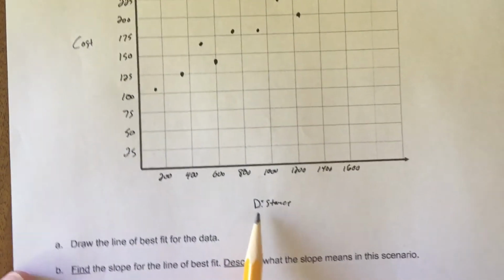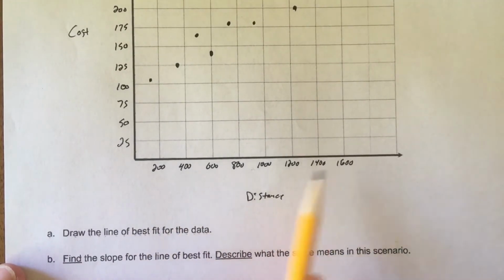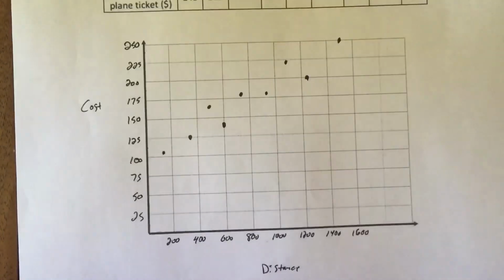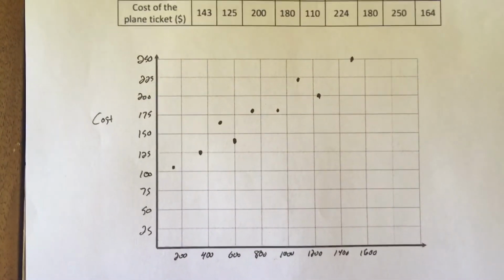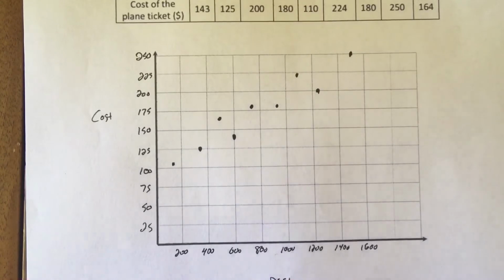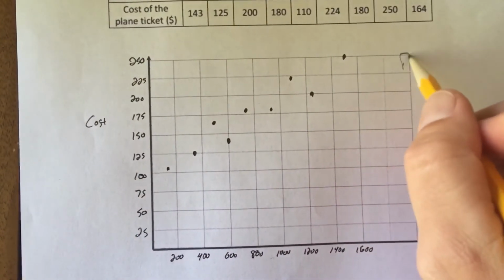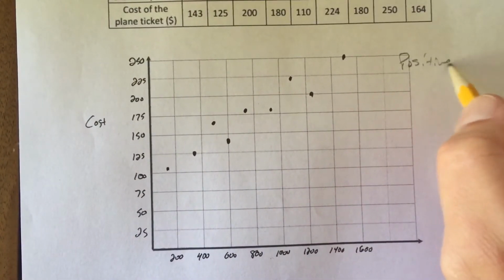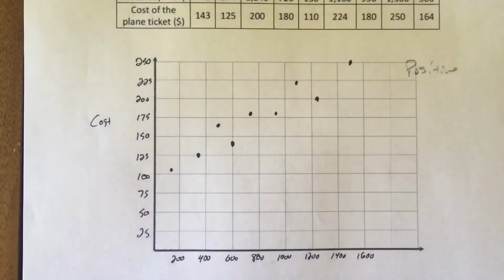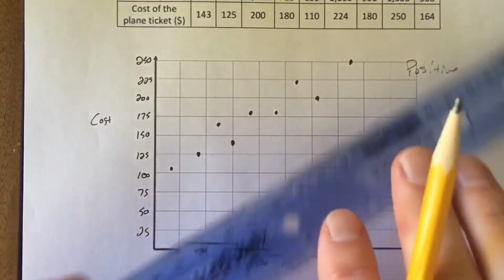So I put distance on the bottom, I went by hundreds, and I put cost on the side, I went by 25. So again, it was up to you, but that gave me a decent looking scatter plot here, and it's definitely got a positive association to it. As distance goes up, so does cost.